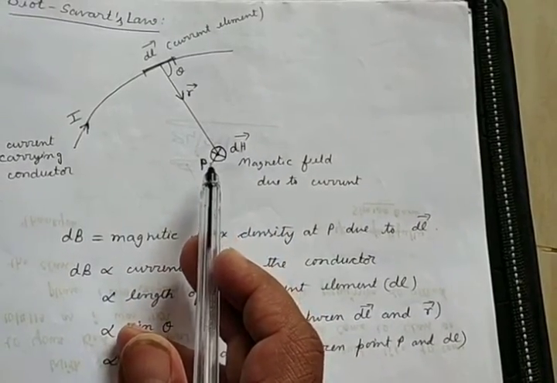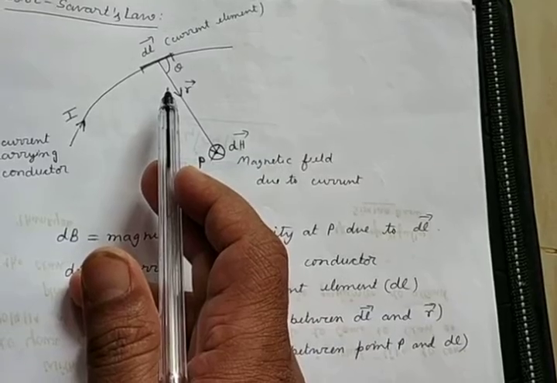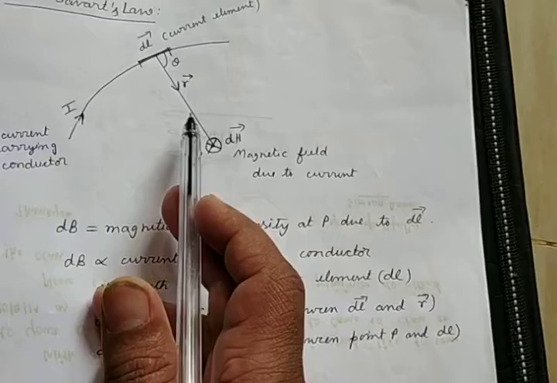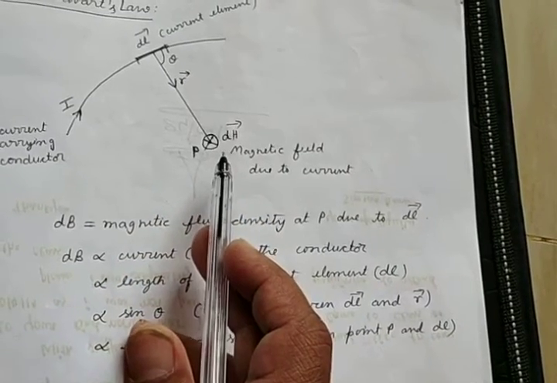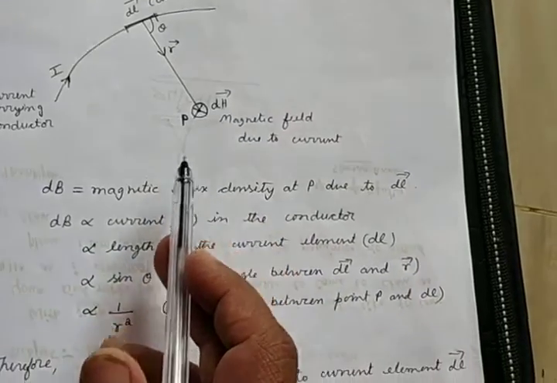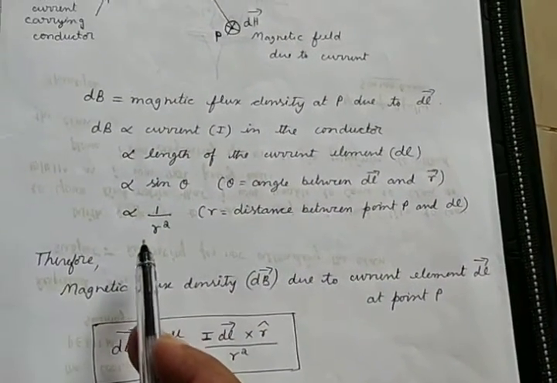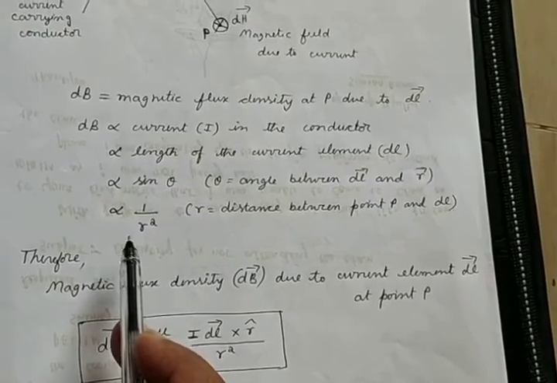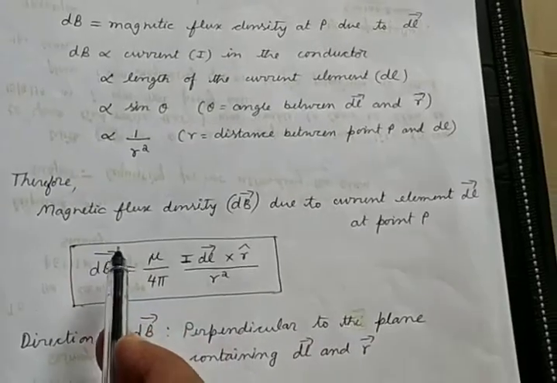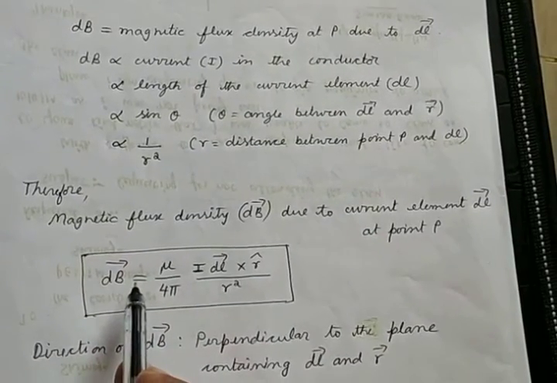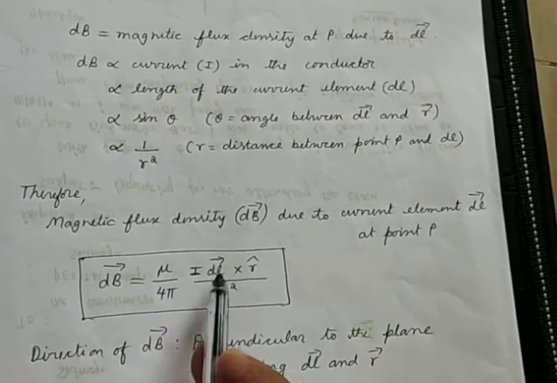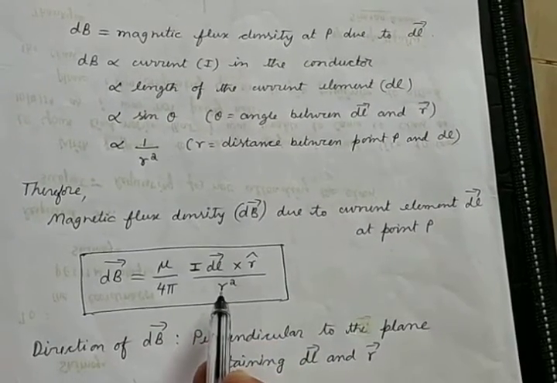That means if the point P is nearer to the conductor, the magnetic field produced will be more. If the distance is increased and the point is taken away from the conductor, the magnetic field produced will keep decreasing. Now, therefore, we can write the mathematical form of the Biot-Savart law as dB bar is equal to mu by 4 pi into I dl bar cross r cap by r square.